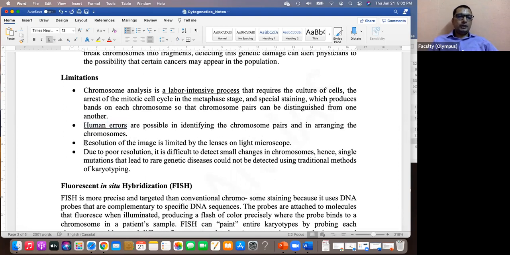The next one is resolution of the image. Light microscopes are not great. You may not clearly see the image. Light microscopes have a limitation on how good the images they can show. So the resolution of the image can be a problem. If you want to write, write poor resolution of light microscopes.